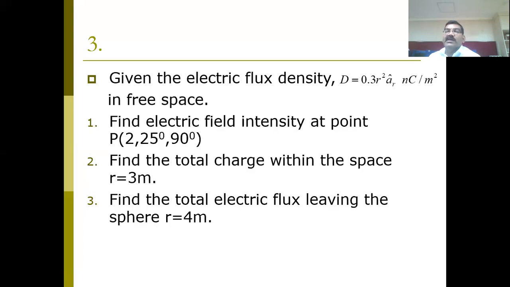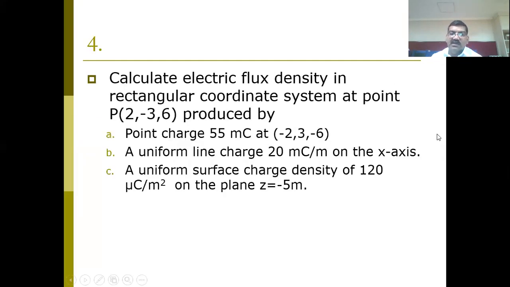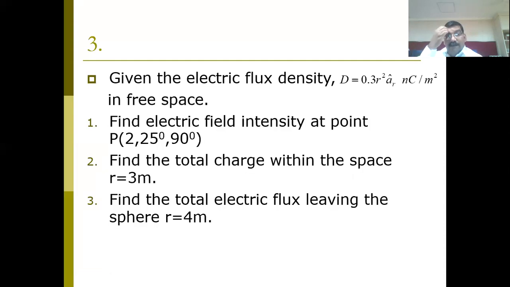D equals epsilon E. So simple, put the values and find it out. Okay, so you do that accordingly. Then next, find the total charge within the space R equals 3.